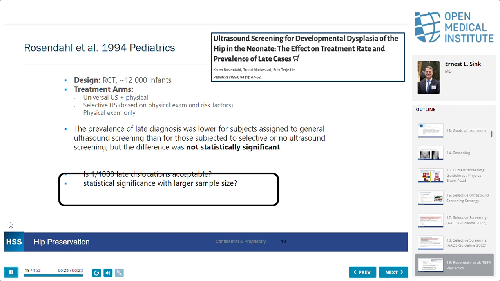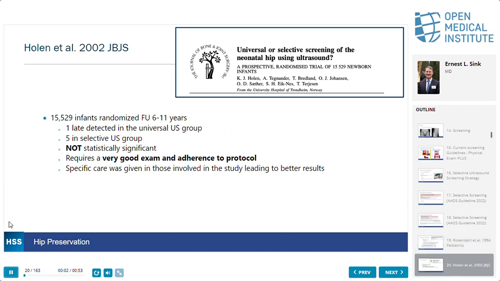And here's the second study, the Norwegian study. There was 1 late detected in the universal ultrasound screening group and 5 in the selective, but it wasn't statistically significant. It didn't reach the 0.05 threshold. To me, those 4 kids are significant though. But it requires a very good exam and adherence to protocol. Specific care was given. Does that make sense to you guys? So these are study patients.